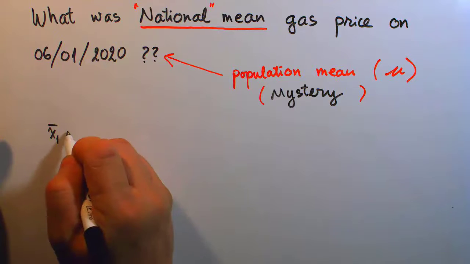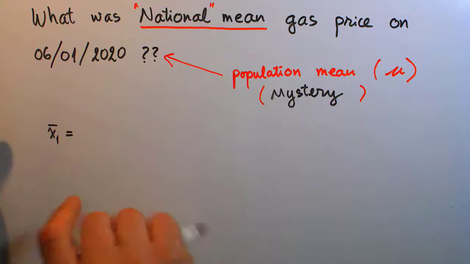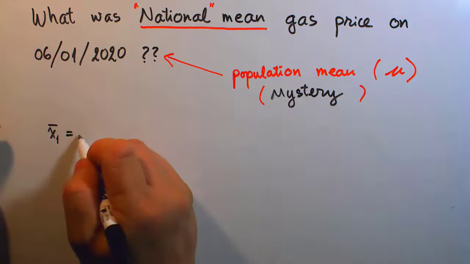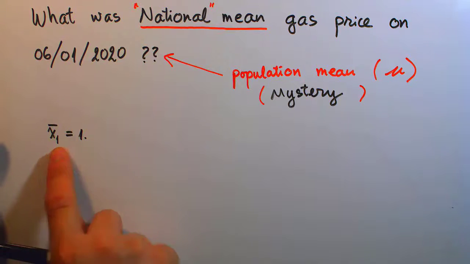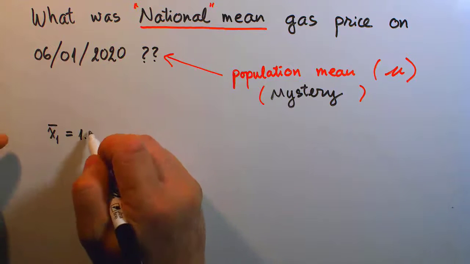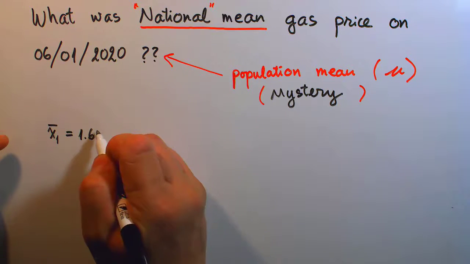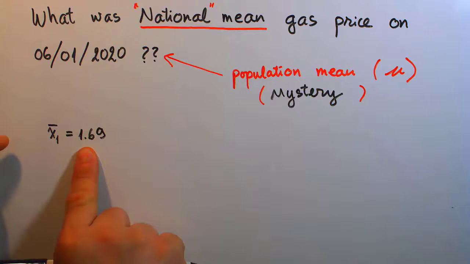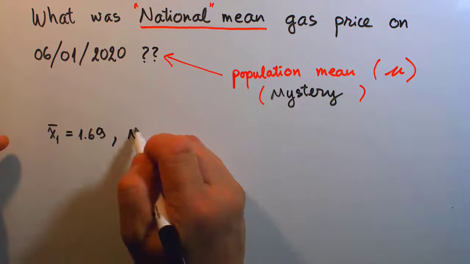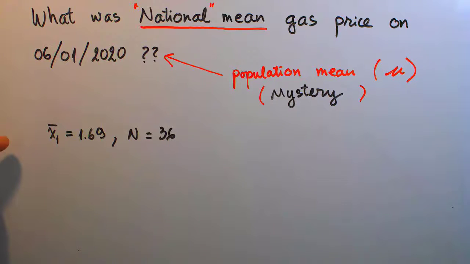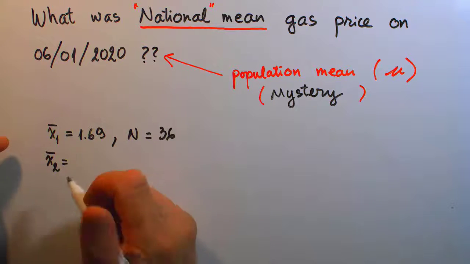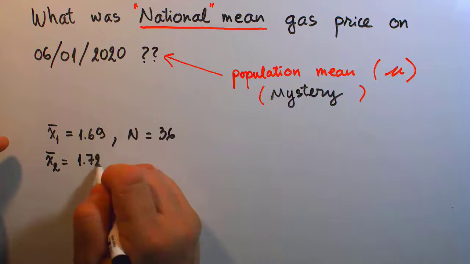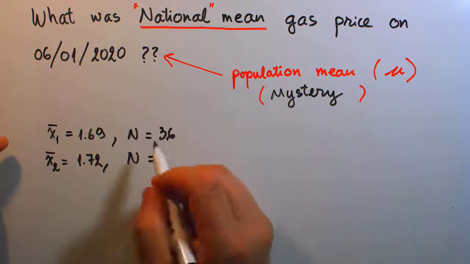So I found my sample mean x bar 1 right here. And now I'm starting, in case I haven't done this before, to give a subscript index, indicating that this is simply my first sample that I found throughout the discussion. So my sample mean 1 was $1.69. So be aware that this is not only one single gas price. This came out as the average of 36 prices. And so we found a second sample, and the sample mean in the second sample was $1.72, and our sample size there again remains 36.